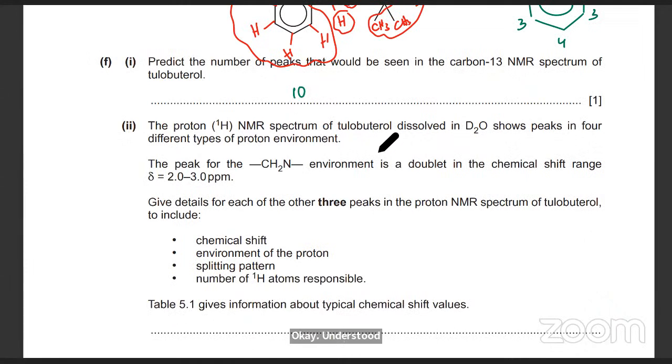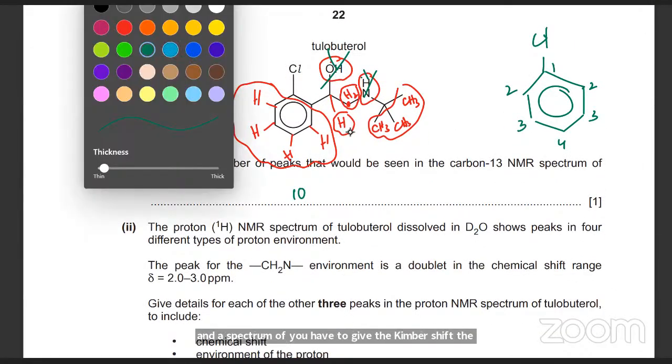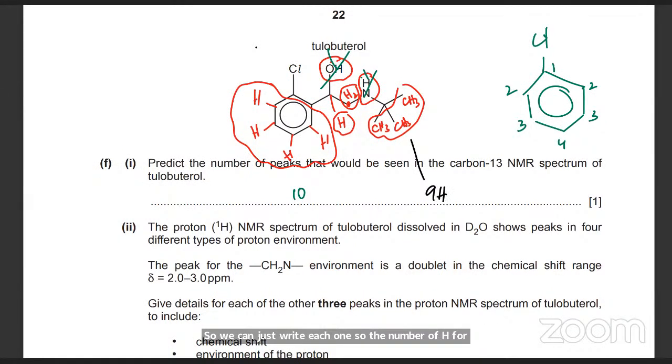Achha, the proton NMR spectrum of this thing in D2O shows peaks in 4 different types of environments. One environment is a doublet. Okay, that's a doublet in the chemical shift range. Give details for each of the 3 other peaks in the proton NMR spectrum: you have to give the chemical shift, the environment of the proton, the splitting pattern, and the number of H. So we can just write each one. So the number of H for this one, that's 9 H's, right? Is this going to be a singlet or a doublet or what?